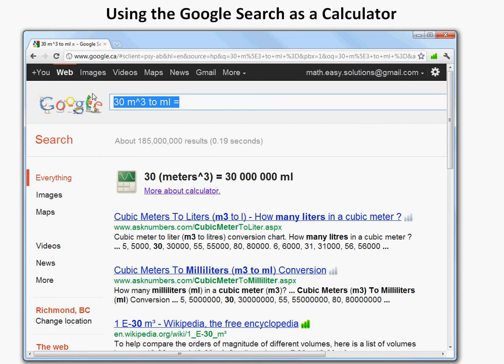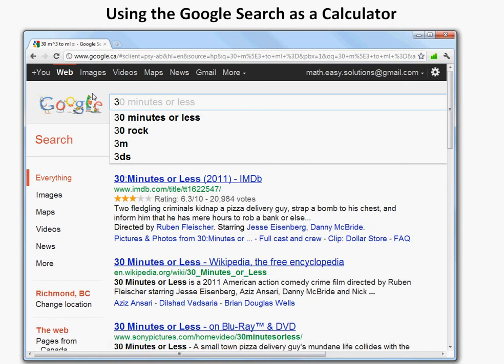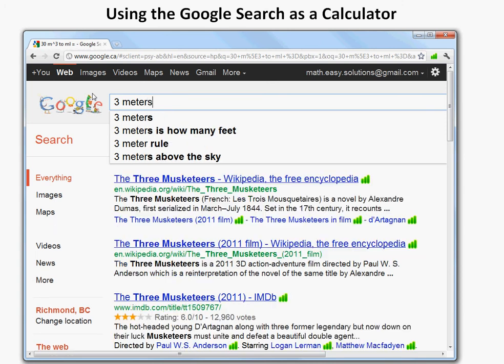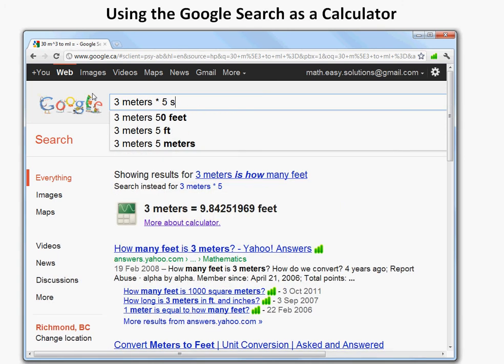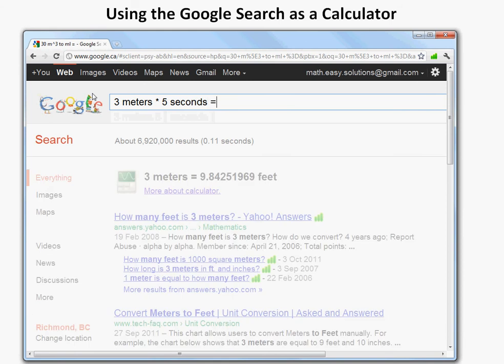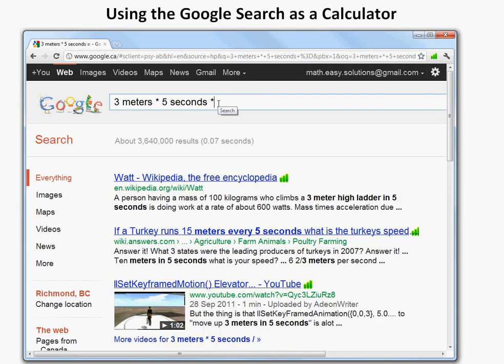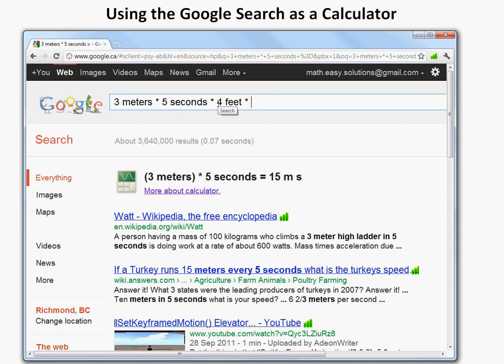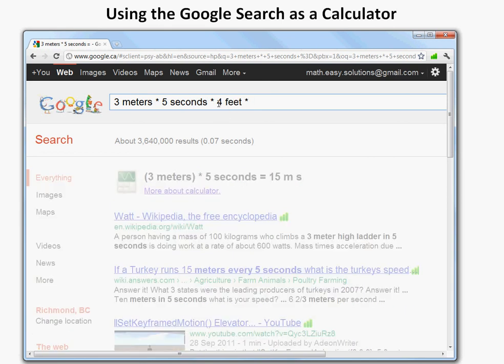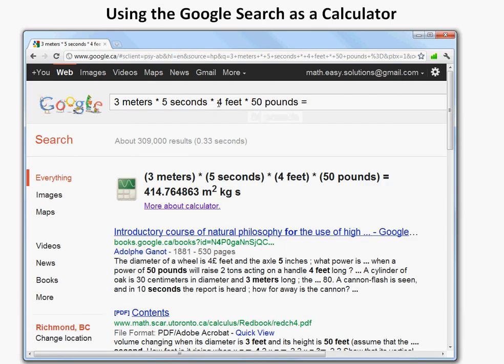So let's go to 3 meters, I'll just type meters, times 5 seconds. I don't know what this would equal actually. What would this equal? Yeah, 15 meter seconds. It just keeps the units. Now 3 meters per second, let's times by, what happens if I do 4 feet times, and let's do pounds for some strange reason, 50 pounds equals... it converted everything to the default metric units. It converted all the imperial ones.